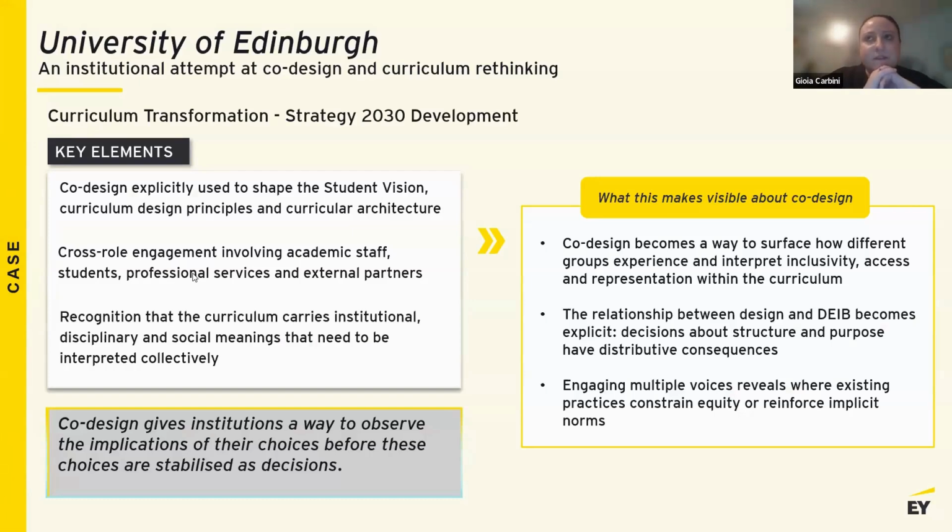So it's not something that is clearly predefined and we can already see the results. It's something that is in theory, in the implementation phase. But regarding the Strategy 2030 that they developed last year, they decided to start a program called Curriculum Transformation. It was an initiative that the university set to revise the shape and organization of its curriculum. And they explicitly located this work within a process described as collaboration and dialogue with staff, students, and additional stakeholders.